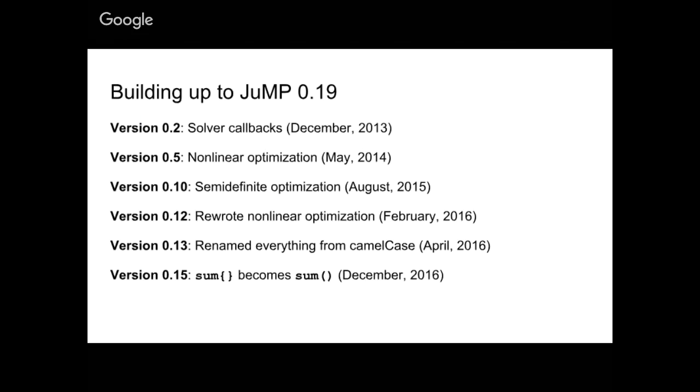So if you've been using JuMP for a while, these will be familiar. If you have not been using JuMP, you may see some old code out there that uses camel case or curly braces. That won't work anymore, but just so you know, that was the right way to do things.